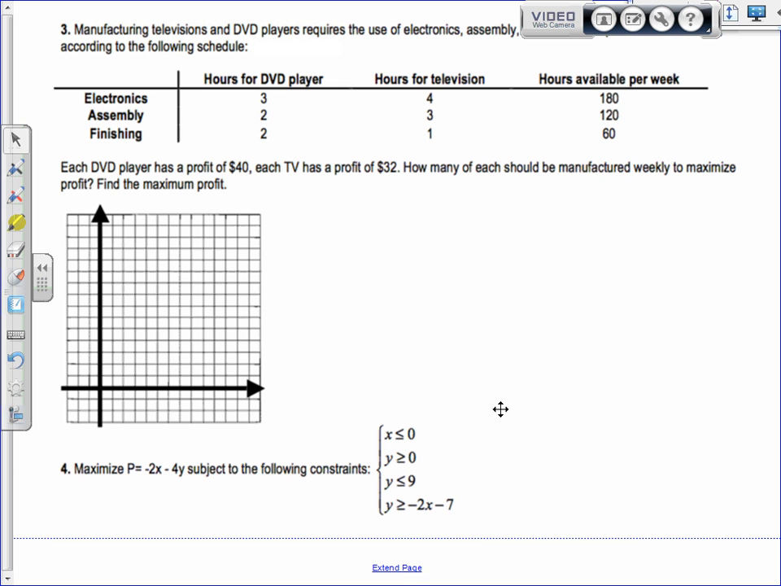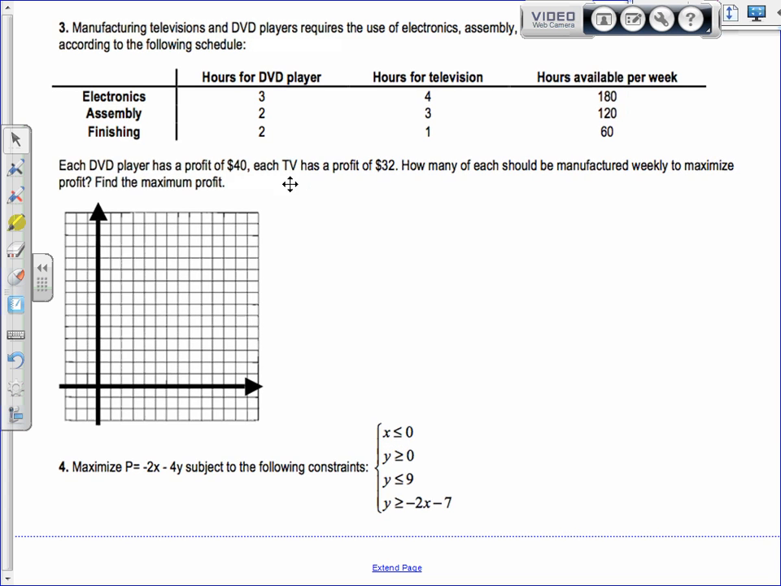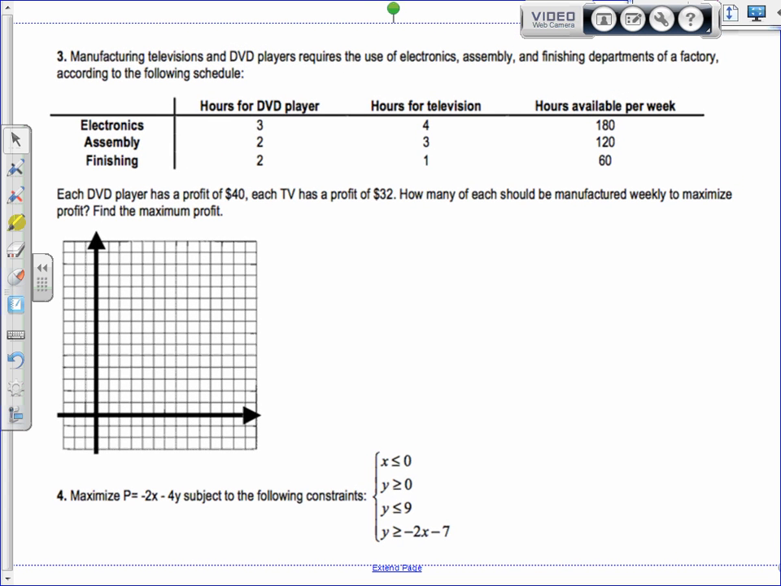Okay, so it's a little confusing. So it says manufacturing TVs and DVD players, so we'll pretend they're Blu-ray players, requires the use of electronics, assembly, and finishing departments of a factory, according to the following schedule. I hope that it really doesn't take this many hours to make a DVD player or a television. So we're just going to pretend that we have like a giant pallet or something. We have multiple DVD players or multiple televisions, because this problem is really wrong.